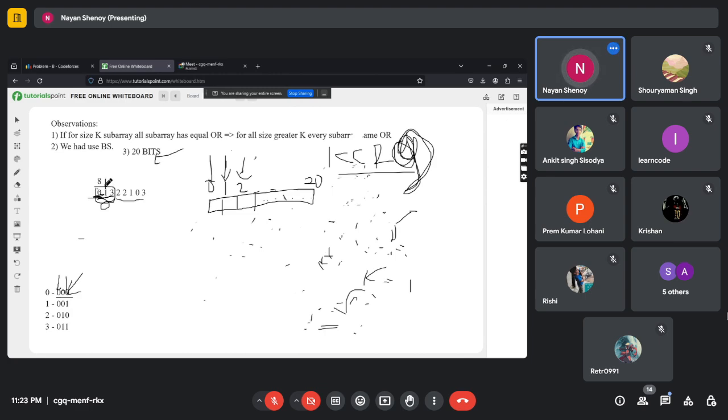Now 1. The binary representation of 1 will be what? 0, 0, 1. So here what I'm doing is I'm storing the number of ones. Okay. So now for 1 it will be 0, 0, 1. So in the third place, we'll have 1 here.